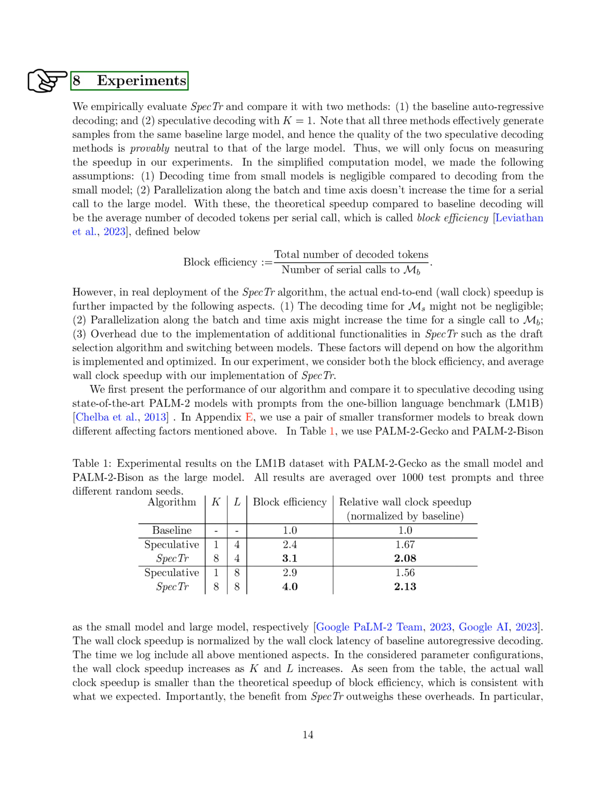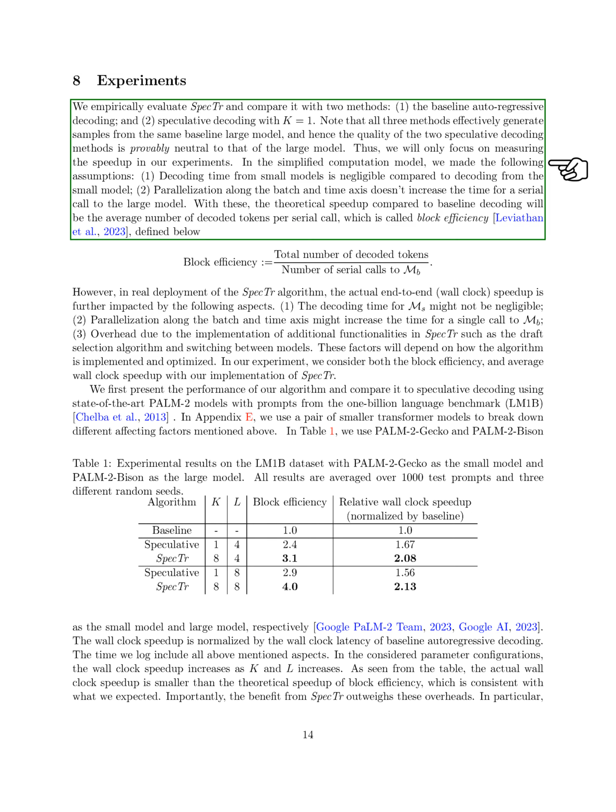Section 8 Experiments. In this section, we'll discuss the experiments we conducted to evaluate our method, SpecTr, and compare it with 2 other methods. 1. The standard autoregressive decoding, and 2. Speculative decoding with K set to 1. It's important to note that all 3 methods generate samples from the same large model, so the quality of the speculative decoding methods is not influenced by the large model. Therefore, our focus will be on measuring the increase in speed in our experiments.